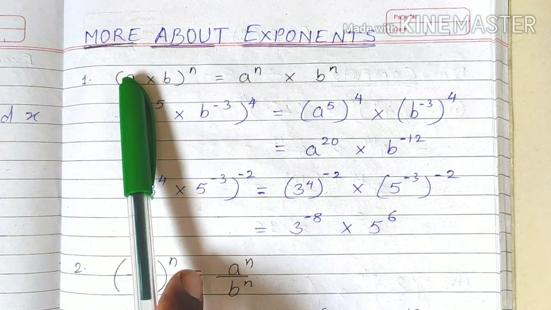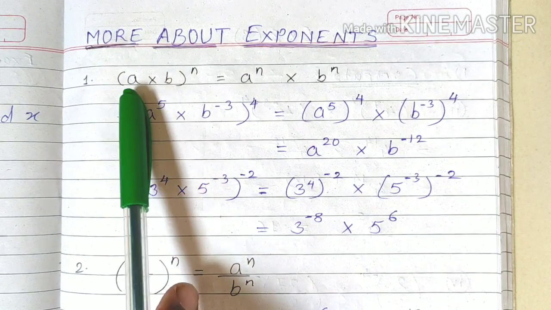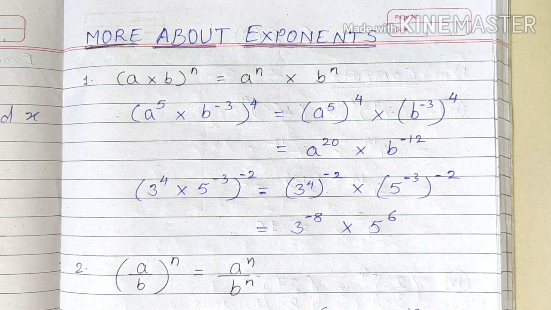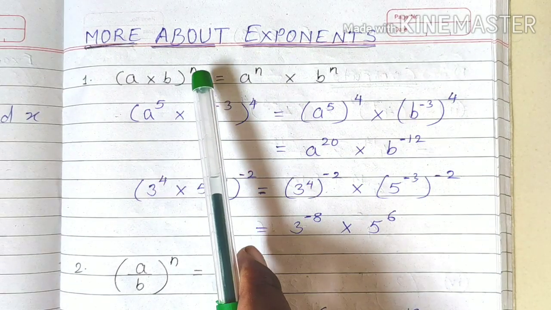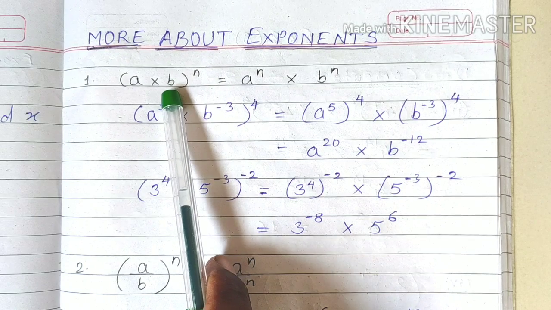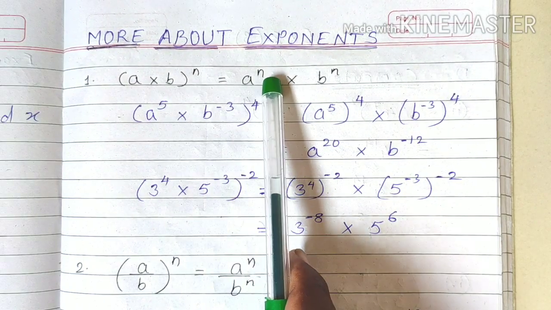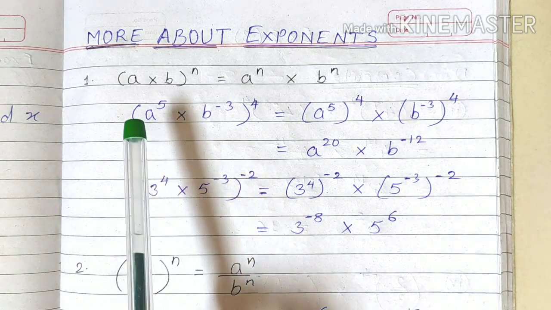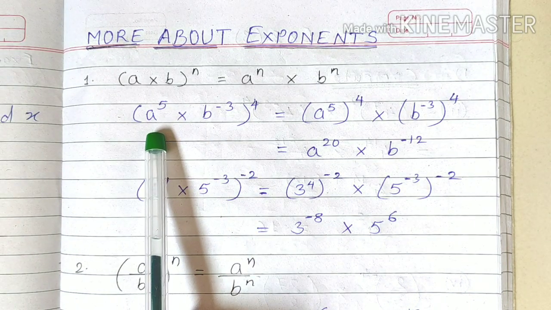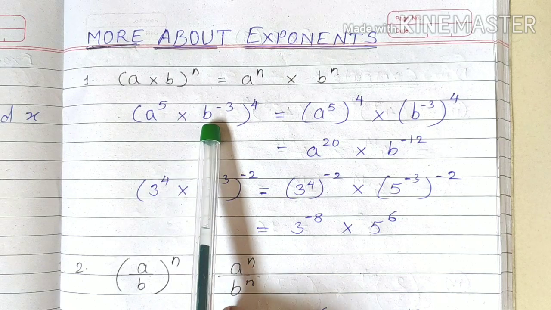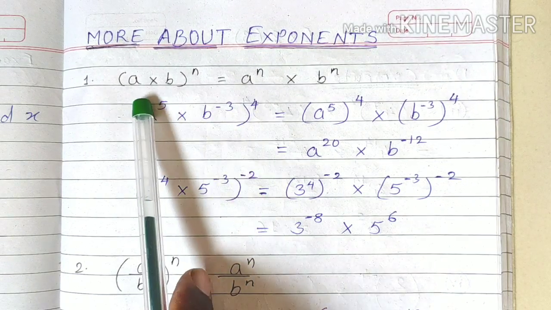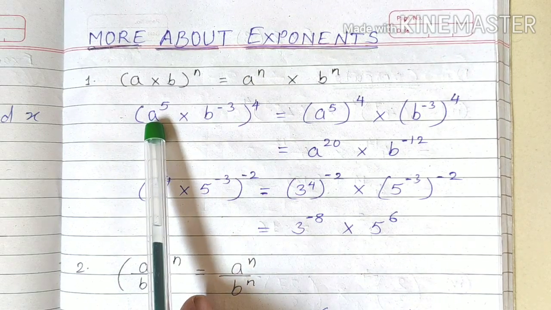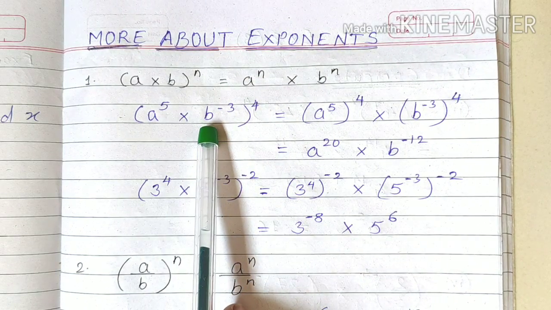For example, if the bases are different, a and b, two different bases are there and their common power is n, in that case this n is common for a and also common for b. So we can write it in this way, a raised to n multiplied by b raised to n. One example to understand this law: a raised to 5 multiplied by b raised to minus 3, and this whole bracket is raised to 4. That means this 4 is common for the first term and also for the second one.